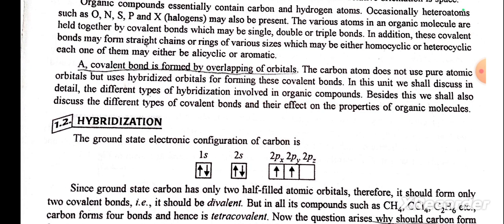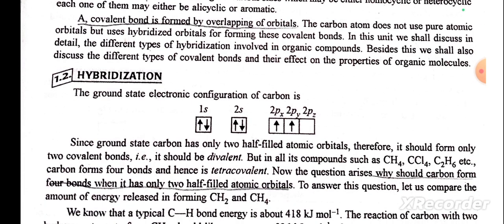A covalent bond is formed by the overlapping of orbitals, and the carbon atom does not use pure atomic orbitals, but uses hybrid orbitals for forming these covalent bonds. In other words, we can discuss in detail the different types of hybridization in organic compounds. Besides this, we shall also discuss the different types of covalent bonds and their effect on the properties of the organic molecule.